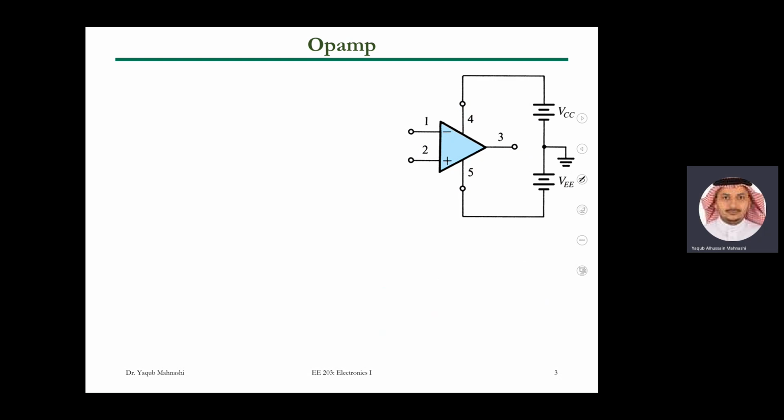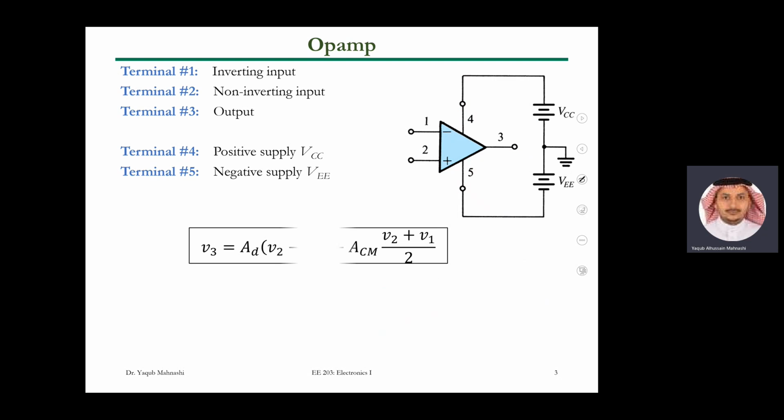So this is the symbol of the Opamp, and these are the terminals. We have inverting input, non-inverting input, output, and power supply, positive and negative. And as I mentioned, usually we just exclude the power supply terminals from the symbol, just to simplify things. But at the end of the day, you should know that the Opamp cannot operate without power supply.